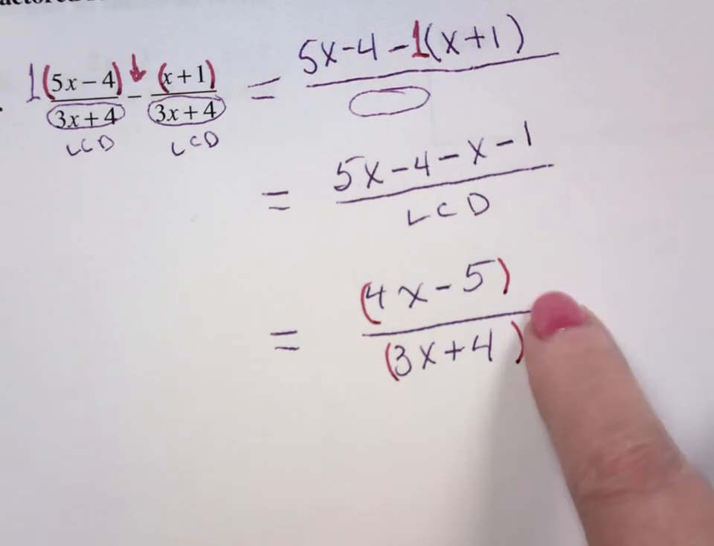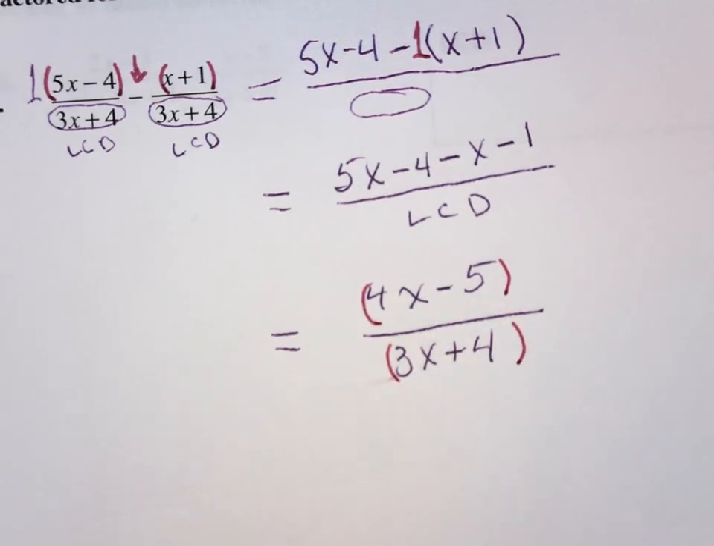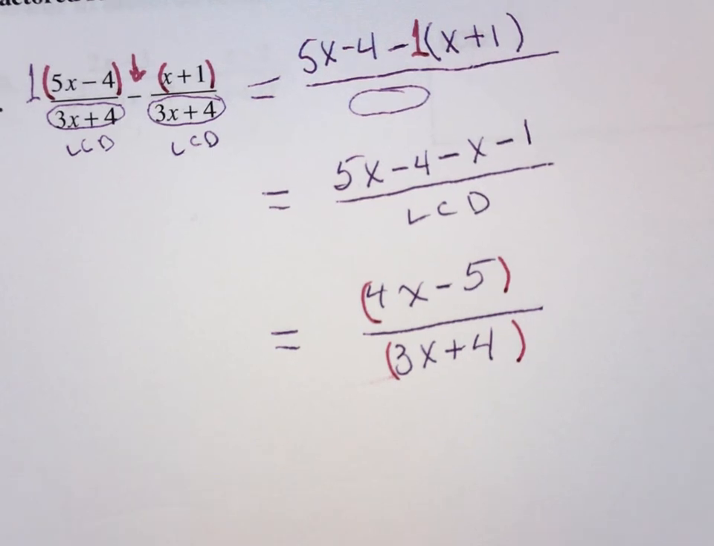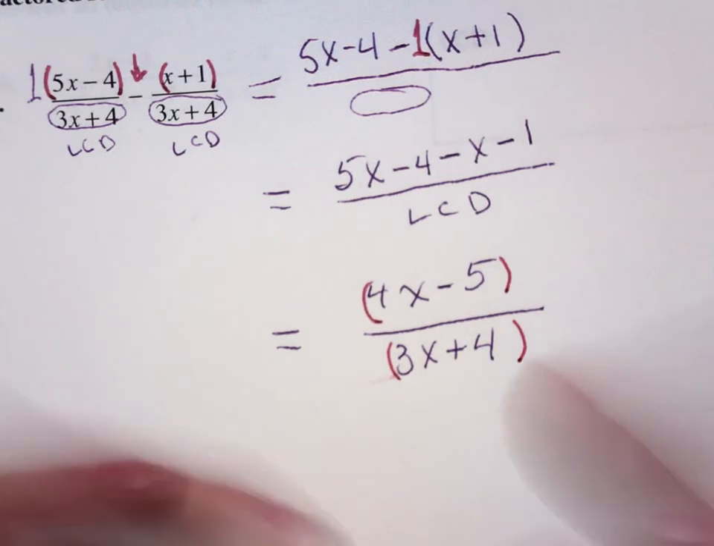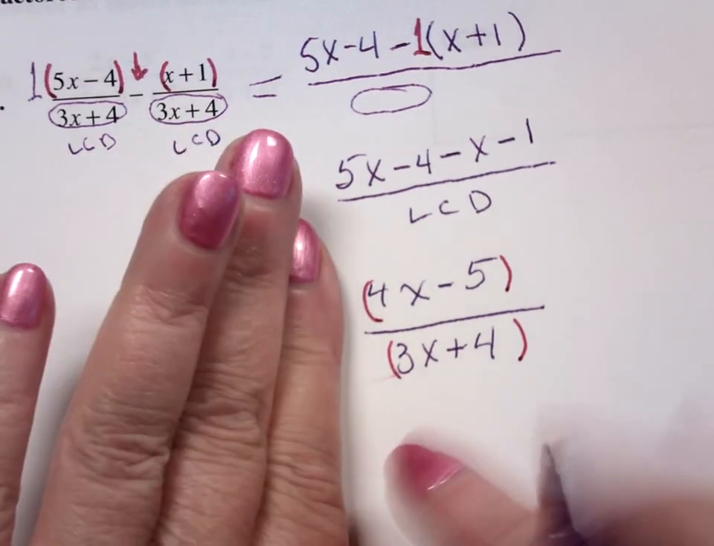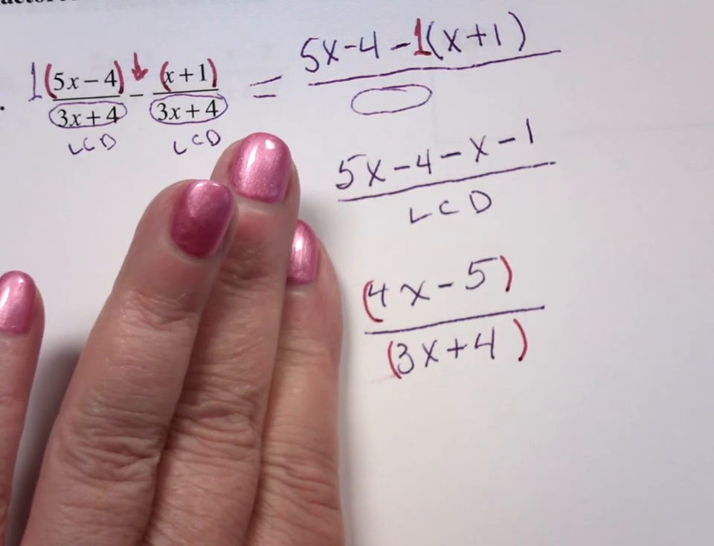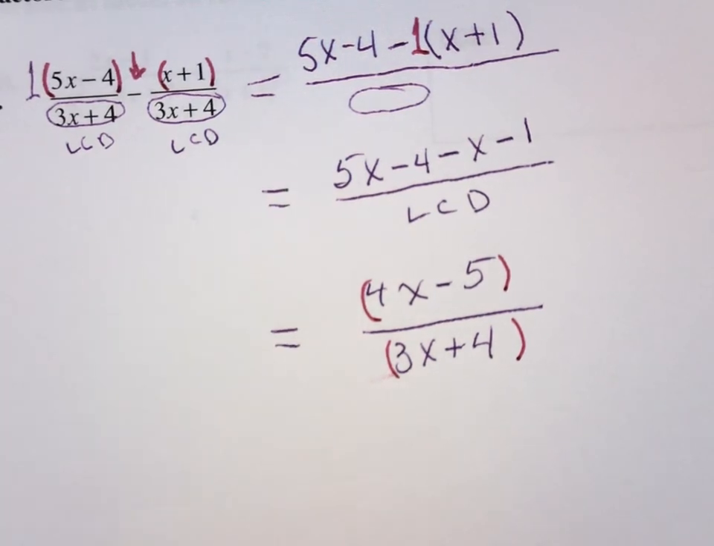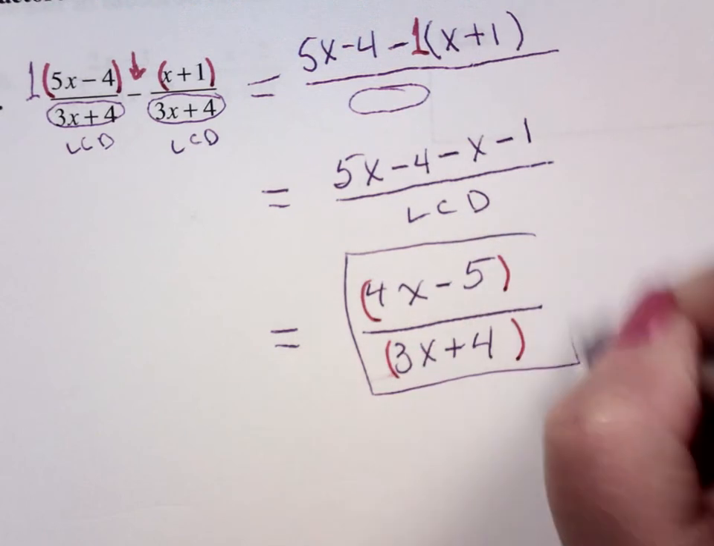Or if I could factor that numerator, then maybe I could reduce it down, but I can't. There's no way I can break anything apart. There's no common factor. This thing doesn't factor into two sets of parentheses. It is what it is, and so that ends up being your final answer.